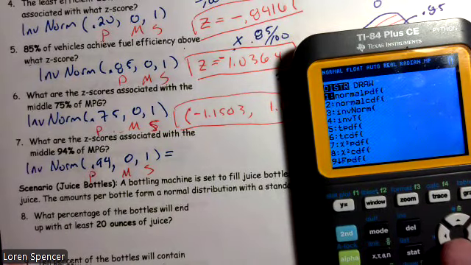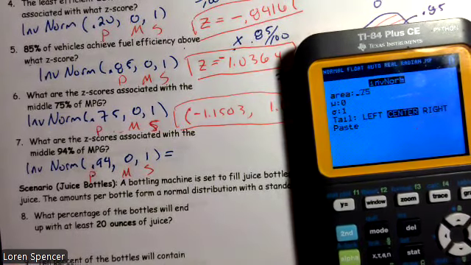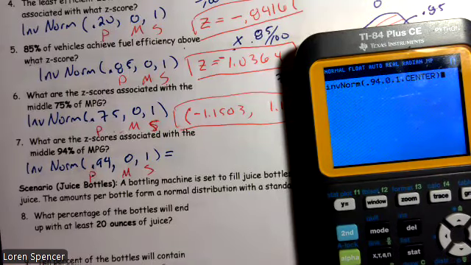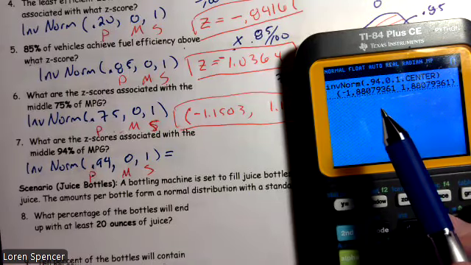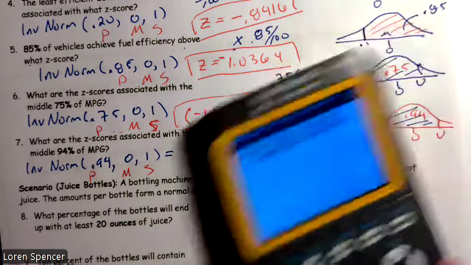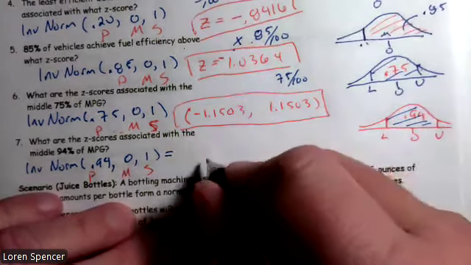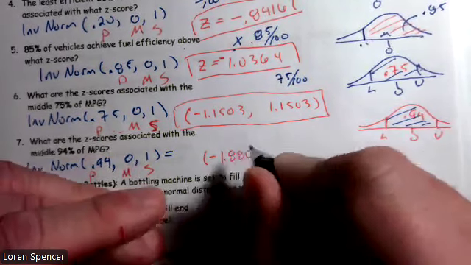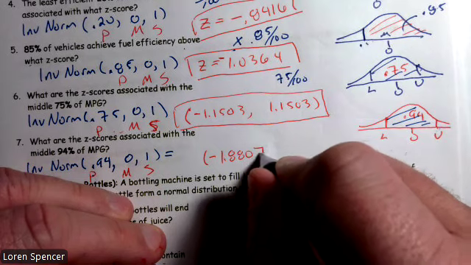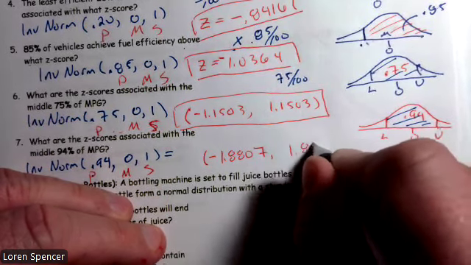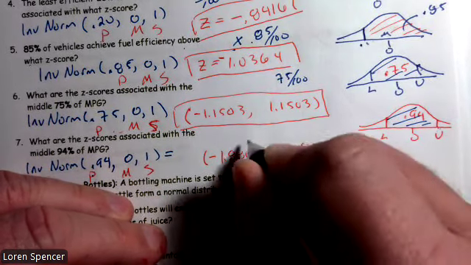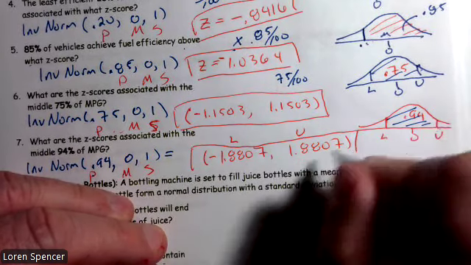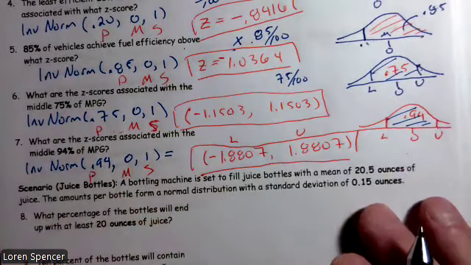Second VARS, inverse norm, 0.9401. We need to be centered because I said in the middle. And we have negative 1.8807, and it'd be symmetric, so positive 1.8807. There's my lower, there's my upper. Let's box that answer.